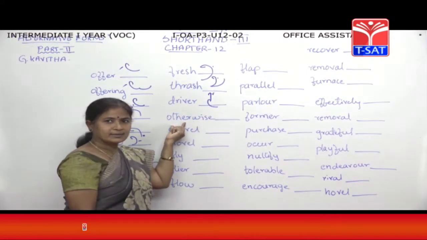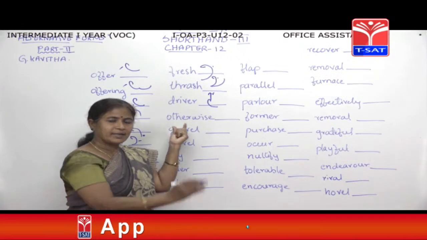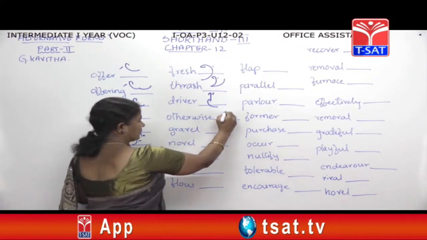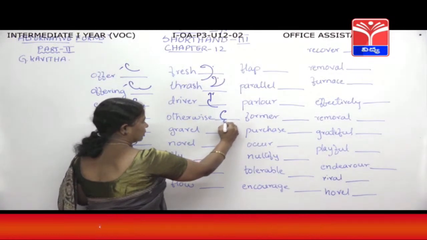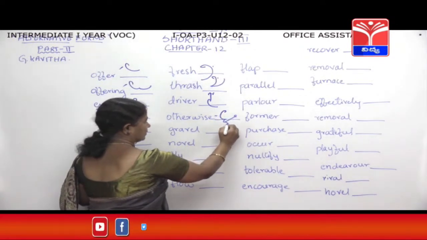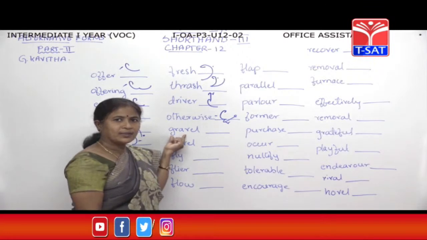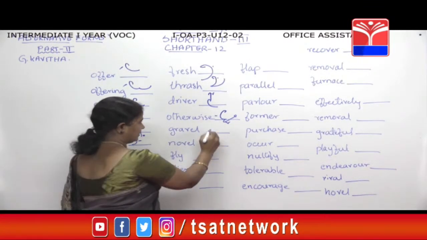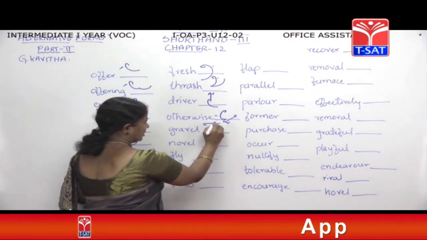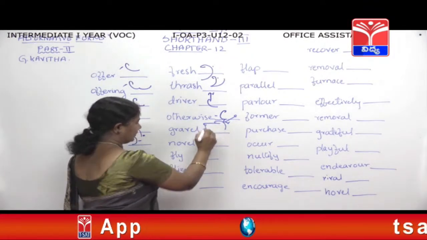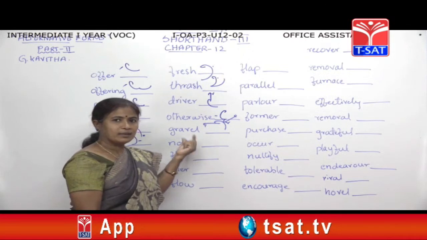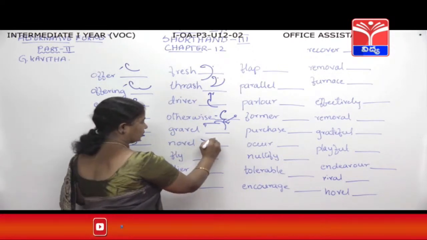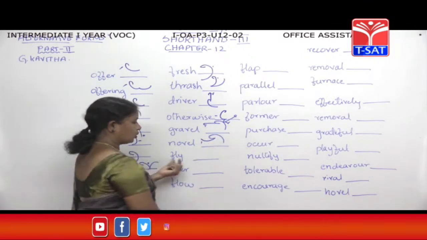Now otherwise. Which form? Try both forms and see. Otherwise. Other and wise. Otherwise. Gravel. Gar is going towards the right side. So, gra and vel. Gravel. Same way, novel. N is going towards the right side. So, right form. Novel.